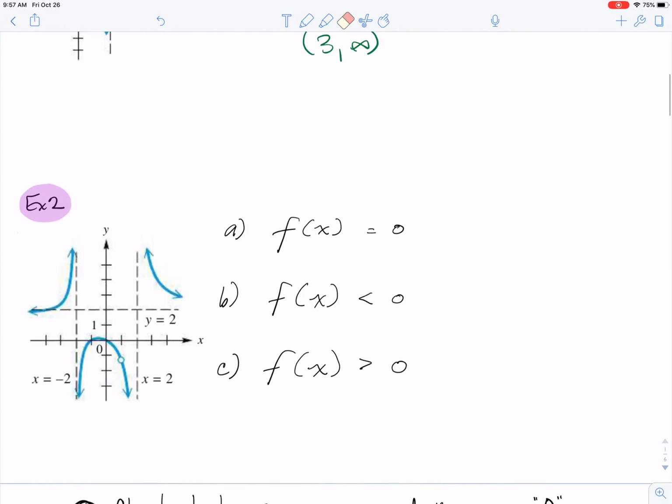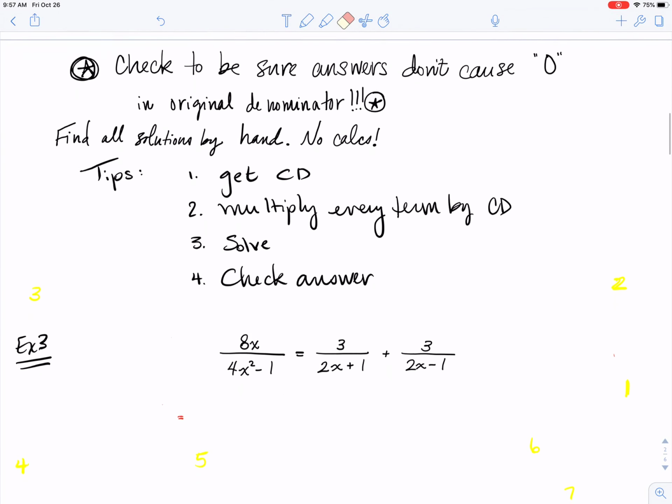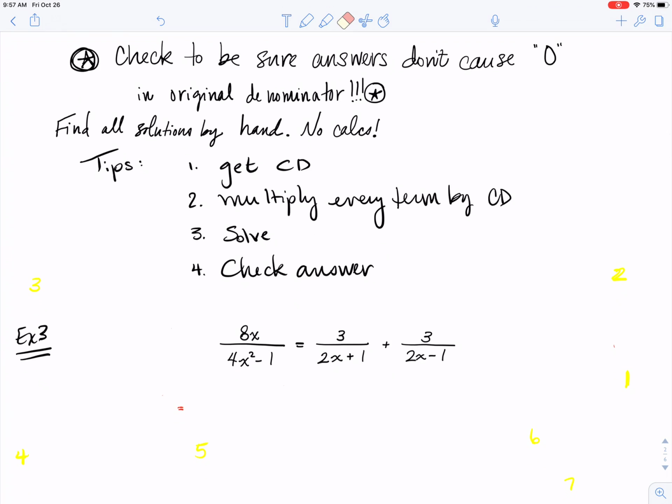So in the notes, if you'll go down please to the section that starts out talking about checking your answers, just make sure that when you get to the bottom of a problem, your answers don't cause a zero in the original denominator. We all know that you cannot have zero down on the bottom, but make sure you go back and check your work for that.